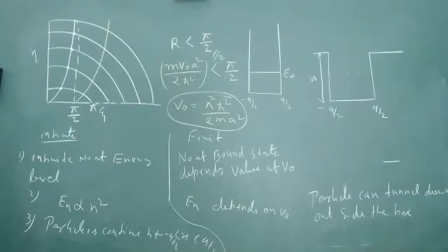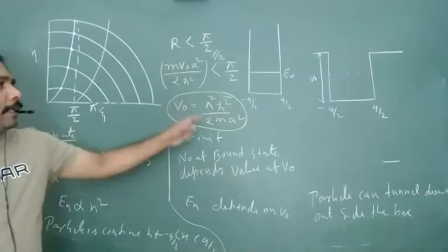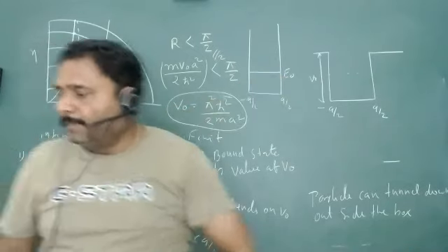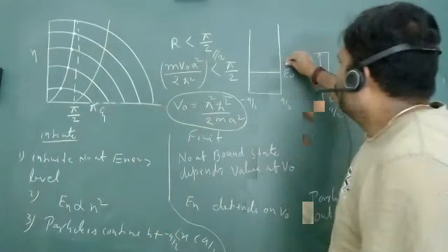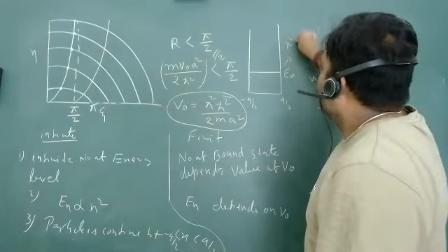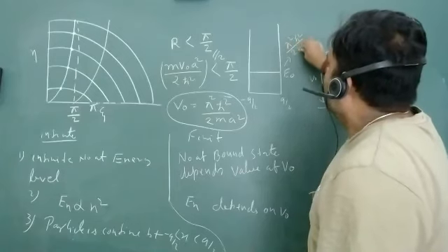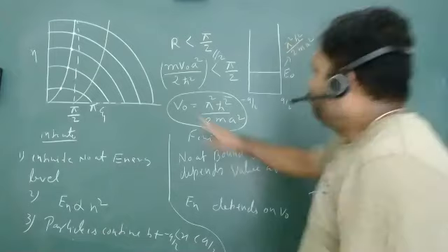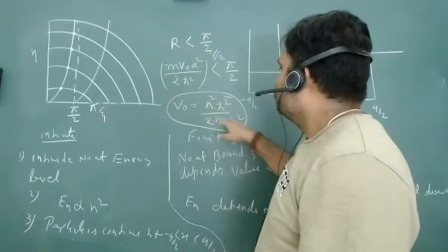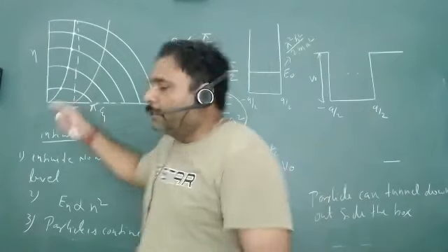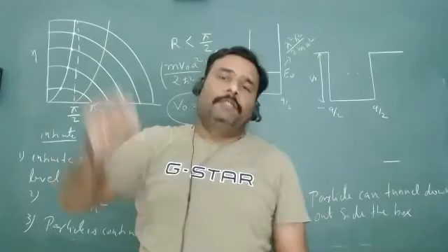What is this particular value? This particular value is E naught, isn't it? This is the E naught, which corresponds to the ground state, π²ħ²/2ma². So now, if V naught is equal to π²ħ²/2ma², if I take this equality sign, it means you are going to start the second bound state.